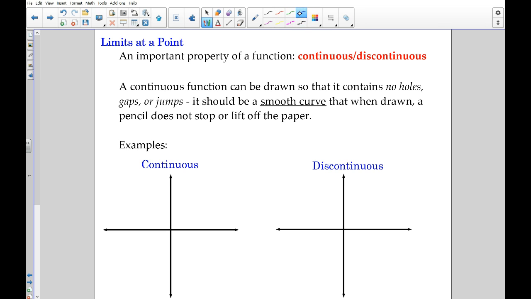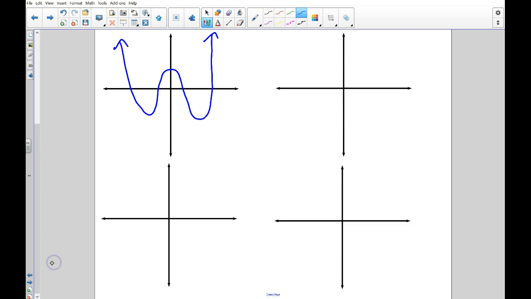A continuous function might look like a polynomial function. So here we have a polynomial function, degree 4, possibly, or more. That would be an example of a continuous function. We might even say the log function is continuous, because again, I can draw it without lifting my pen. Even an absolute value graph. I did stop there, but I could make one solid motion with it.